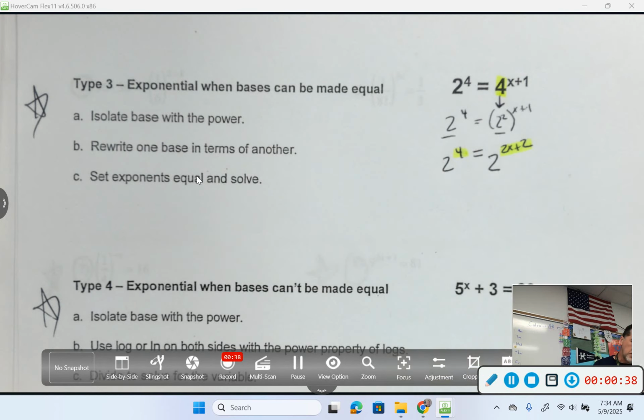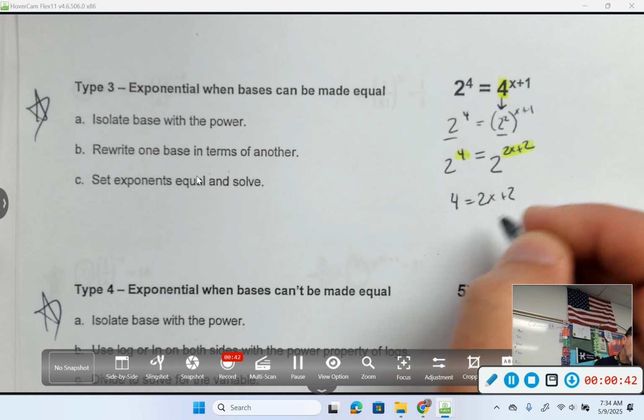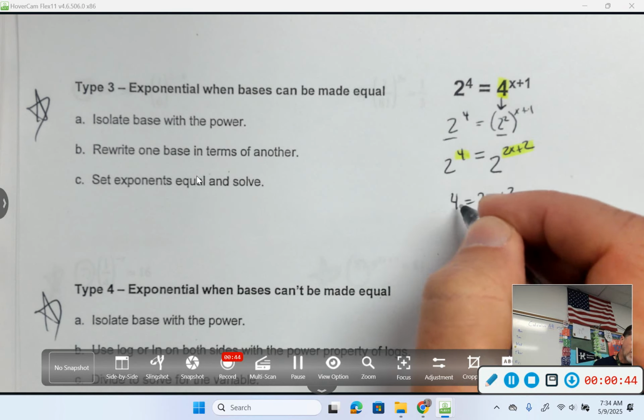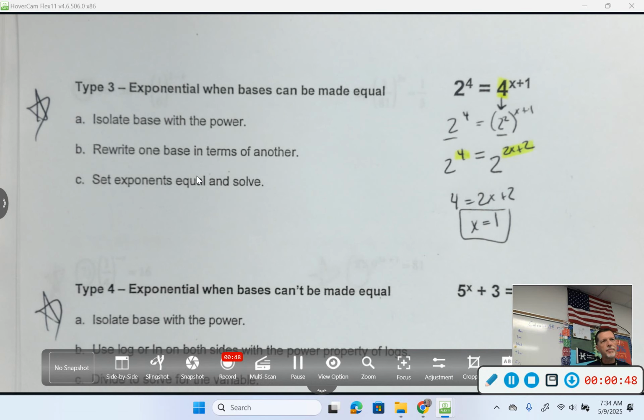Once you have a common base, you can set the exponents equal to each other. And if I subtract 2 and divide by 2, I get x equals 1. I just made the 2 a 4. You just made the 2 a 4.